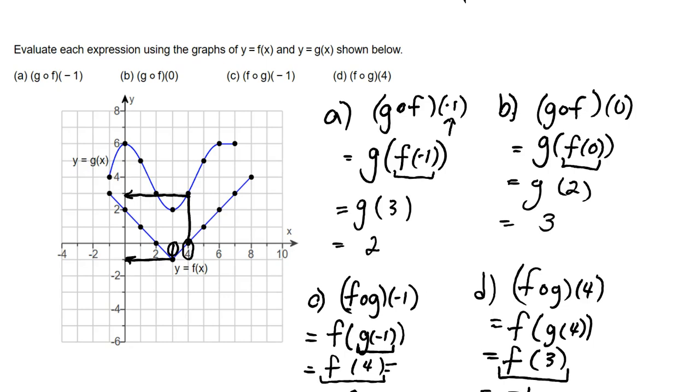I just noticed you can't see those final answers, so let me write them out here. F of 4 is 0, and f of 3 is -1.